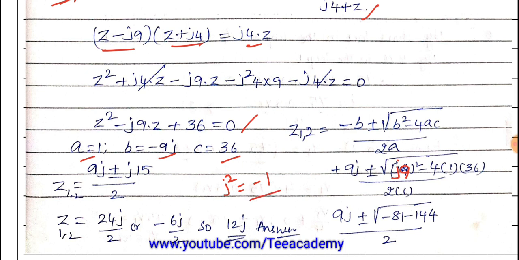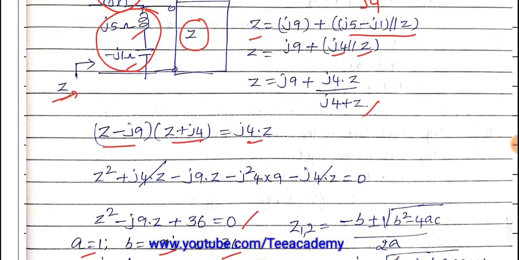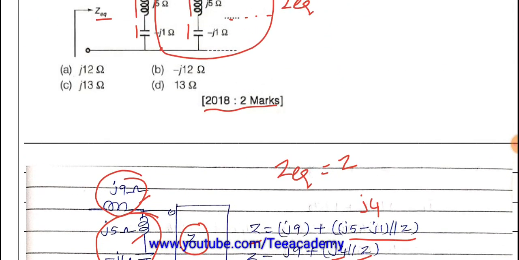So if you substitute this, you will get plus 9J plus or minus square root of minus 81 minus 144. It is going to be 225, with a minus sign, so square root of minus 225. Again we simplify this one, we will get 9J plus or minus J15 divided by 2. So again simplifying, one plus sign, one minus sign: 9J plus 15J, 9J minus 15J. So 24J by 2 or minus 6J by 2. 24J by 2 means the answer will be 12J here. So in the given options, if there is a minus 3J, that will also be another option.